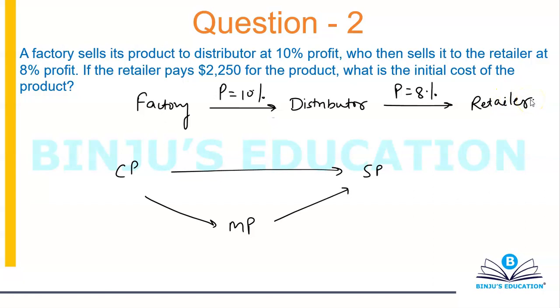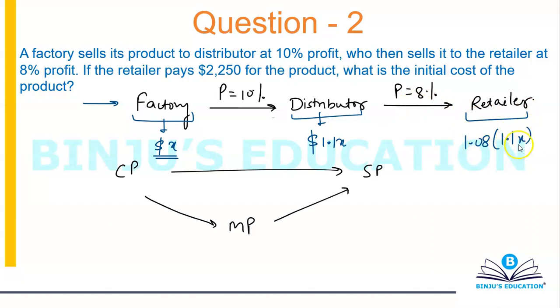And the retailer pays 2250 for the product. What is the initial cost? So in this case, this can be simply solved in this linear fashion. You can say that the initial cost would be $X. If there's a profit of 10%, that means the distributor would have purchased it for 1.1x. And there is again a profit of 8%, that means the retailer would have purchased it for 1.08 into 1.1x. Now the retailer paid 2250, which means 1.08 into 1.1x is equal to 2250.